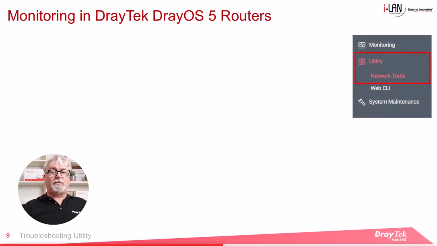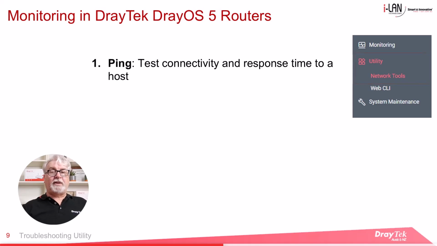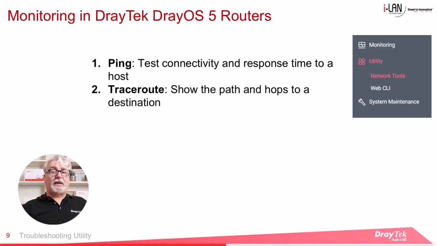Under the Network Tools option, you'll find Ping, which sends test packets to a specified IP or hostname to check connectivity and measure response time. Useful for basic network troubleshooting. Traceroute shows the path packets take to reach a destination, listing each hop along the way. Helps identify where delays or connection failures occur.